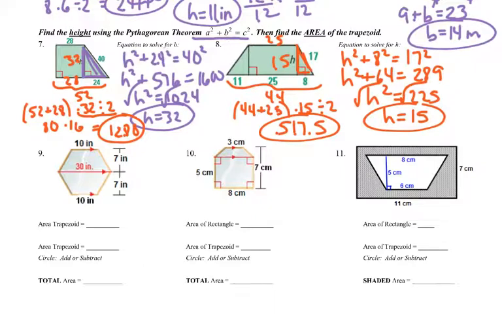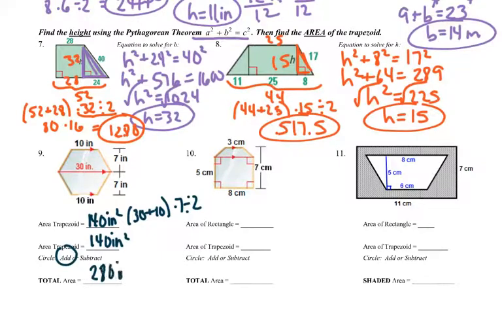The last ones are these total area or shaded area. Here the trapezoids are both the same, 30 plus 10 times 7 divided by 2. And that turns out to be 140 inches squared. I have two of the exact same ones. We add for the total, 280 inches squared.